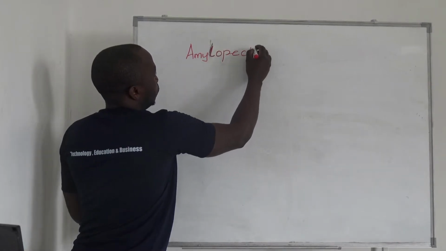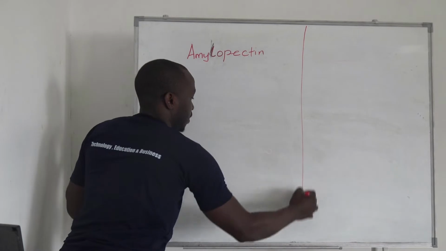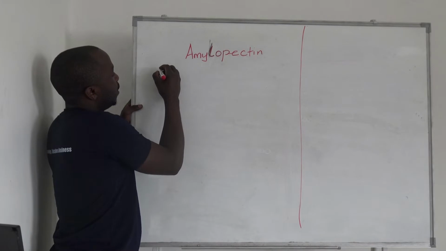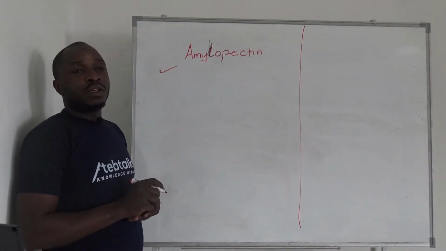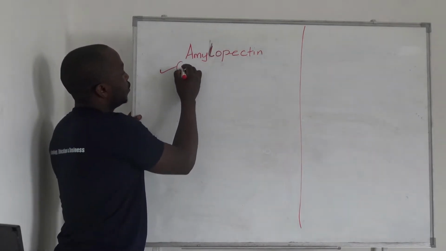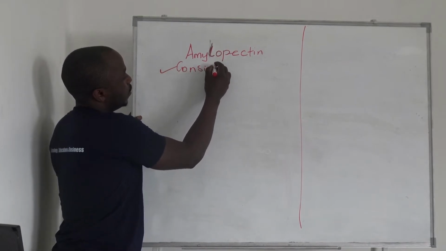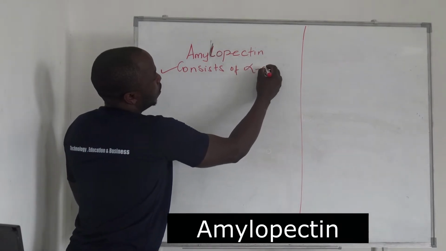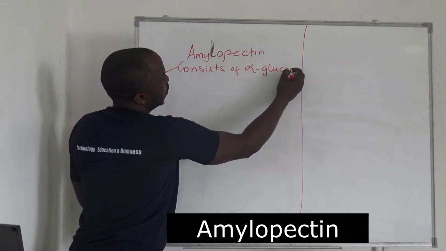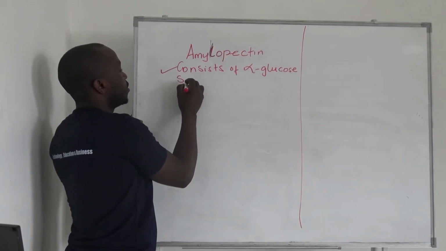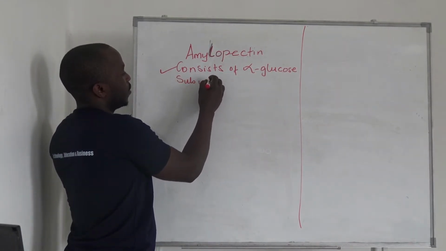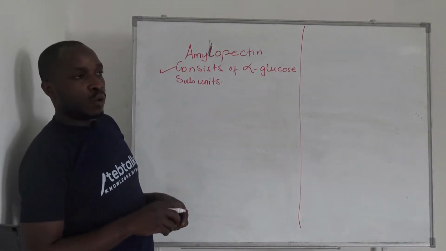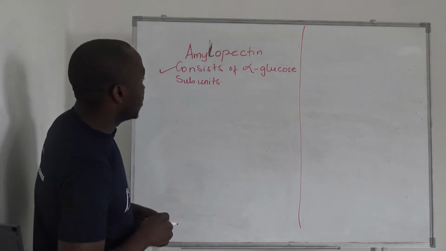Amylopectin as a form of starch. Amylopectin, like amylose, consists of α-glucose subunits. So they resemble amylose in the monosaccharide that makes them up.